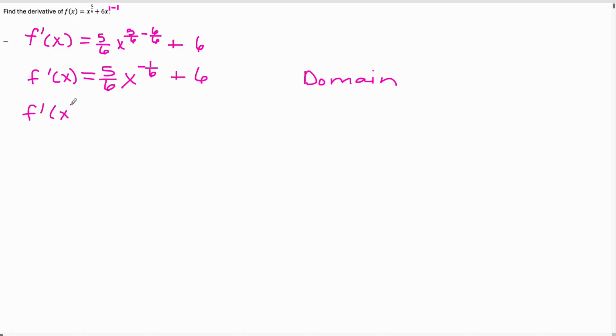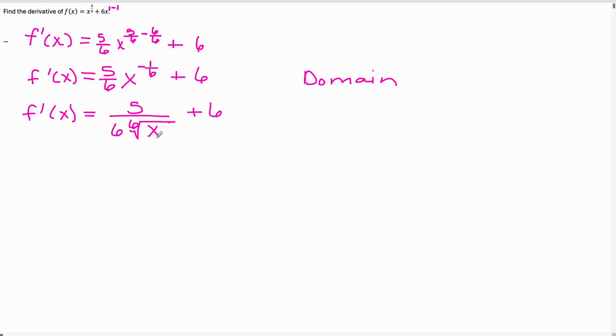So f prime of x equals, and then I have 5 on top, in the numerator, and then 6. This is to a negative power, so it's going to go in the denominator, this x. And instead of being square root, it's going to be the 6th root, because this is to the negative 1/6 power. 6.